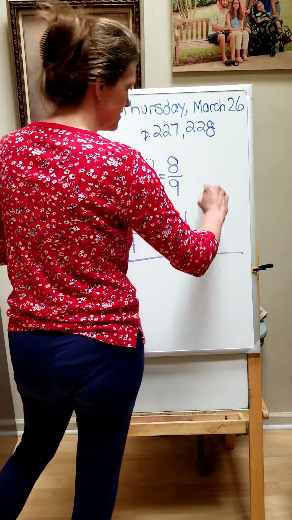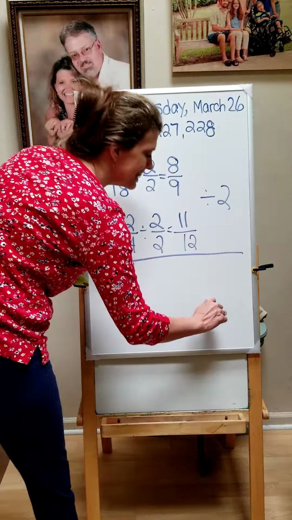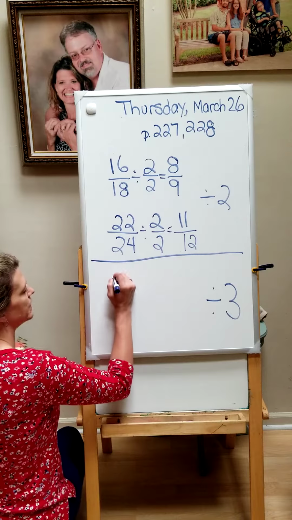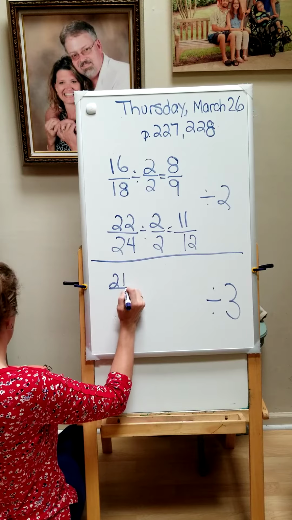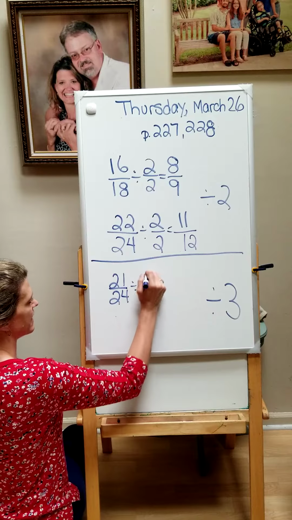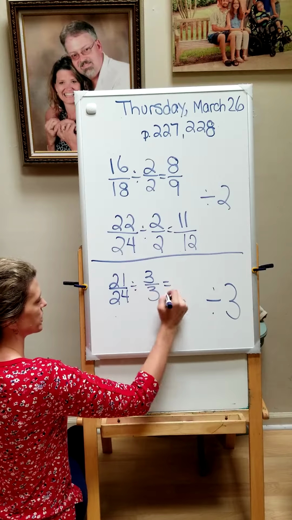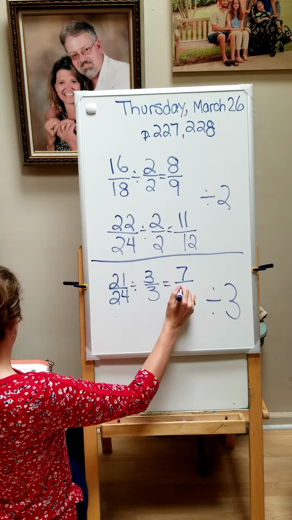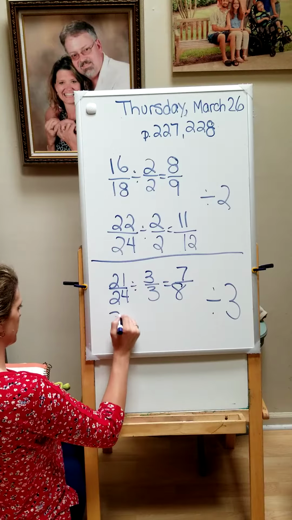Now, these were divided by 2. These are going to be divided by 3. Okay? 21/24 divided by 3 on top and 3 on the bottom. 21 divided by 3 is what? 7. 24 divided by 3 is what? 8.